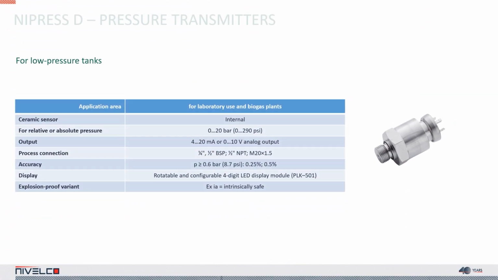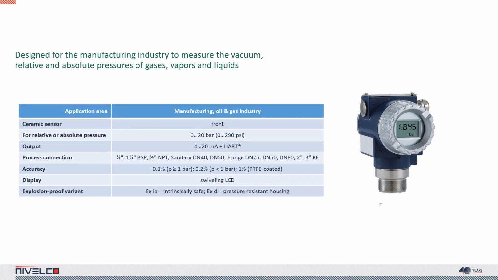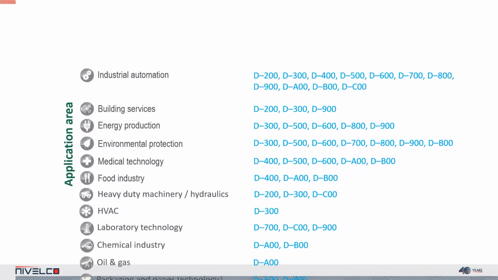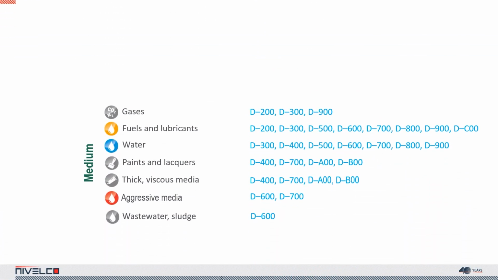The D900 was developed explicitly for biogas applications. The DB00 is the ceramic sensor version of the DA industrial instrument. It is a high-precision, well-scalable device with hart communication, a wide range of process connections, and 2 types of explosion protection. Here's a chart grouping the devices by area of use, and another by medium.